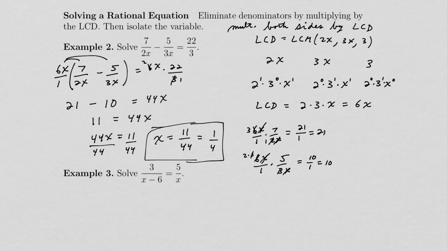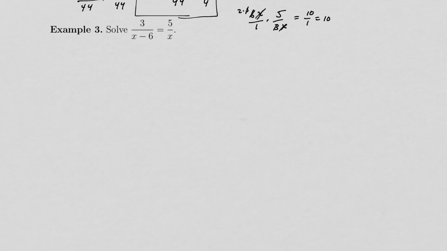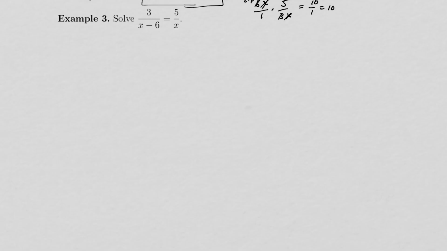Okay, let's do another example. So same thing. I want to solve this rational equation for x. So I'm going to find the LCD. Well, in this case, I have x minus 6 and I have x, right? And I can't factor them any further.